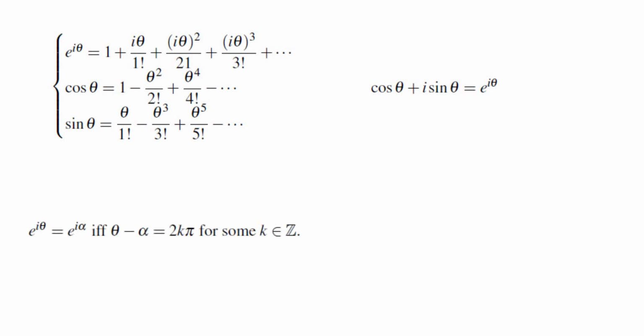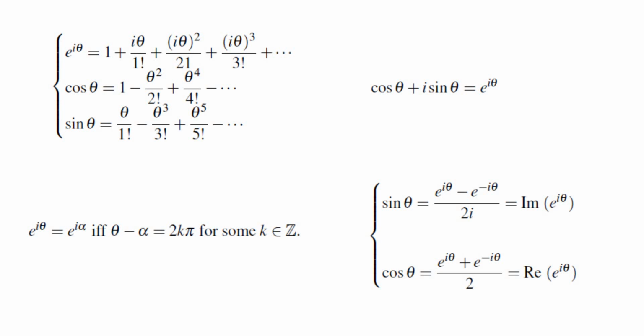Next, look at the formula: cosine of theta plus i sine of theta equals e to the power of i theta, and notice that cosine and sine have period 2 pi. That tells us that e to the power of i theta and e to the power of i alpha are the same if and only if alpha and theta differ by a multiple of 2 pi.